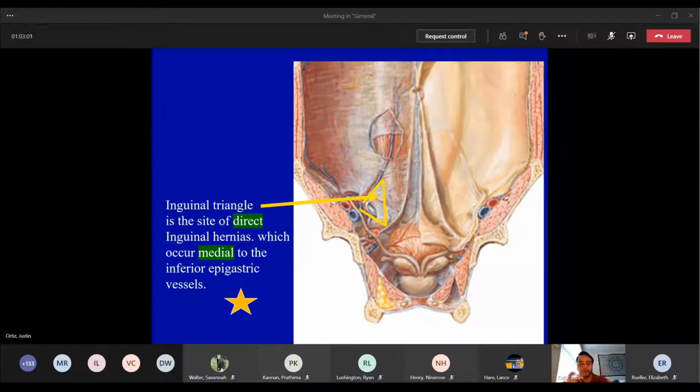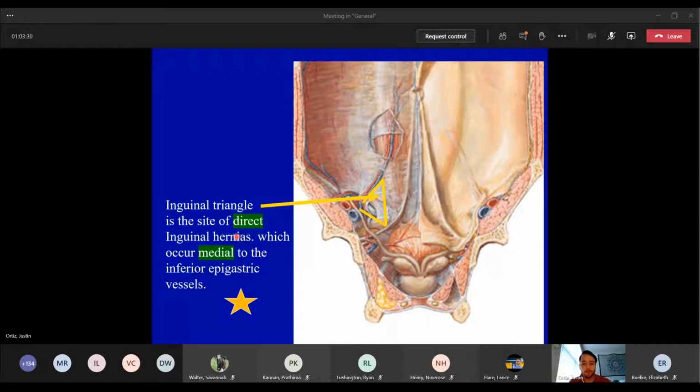Right, so you don't want to get confused with your medials and laterals, but if you understand where these folds are, then you should be able to tell where the inguinal triangle is in relation to these folds, right? Medial to the inferior epigastrics, lateral to the medial umbilical fold, also known as the obliterated umbilical arteries, right? So I don't want you to get confused with these terms, but once you get the folds down, then you should be able to tell where things are in relation to each other, right?